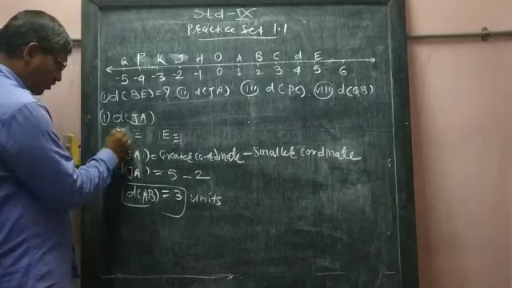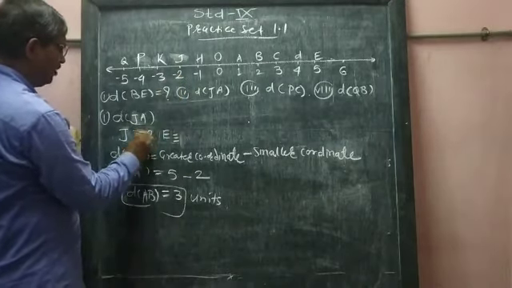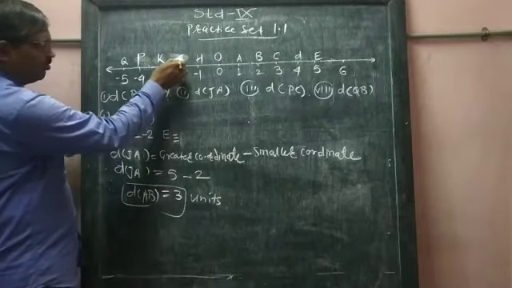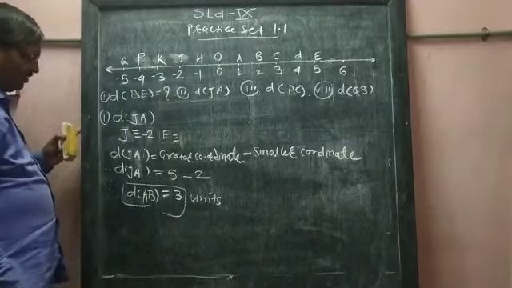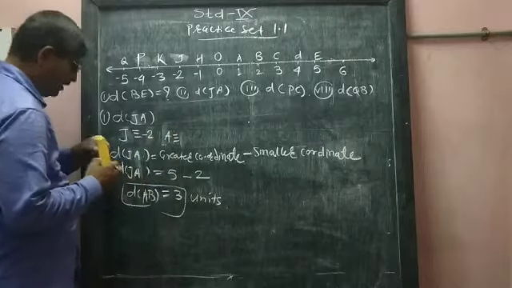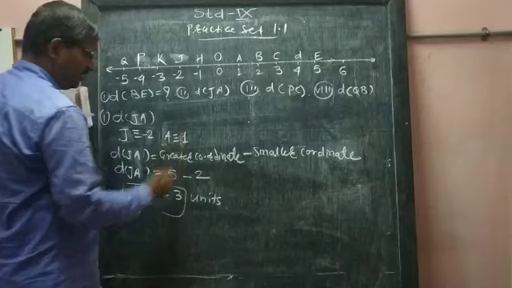What is the coordinate of J? The coordinate of J is minus 2, given. This minus 2 is the coordinate of J because it is associated with J. And in JA, A is there, so we will take the coordinate of A, which is 1.